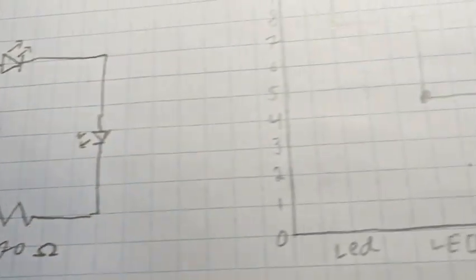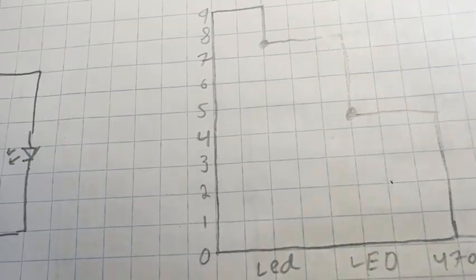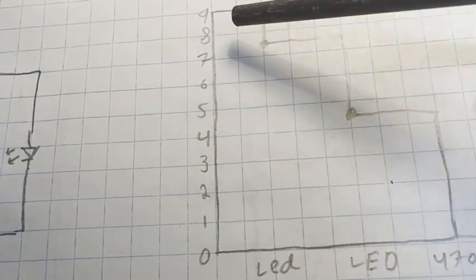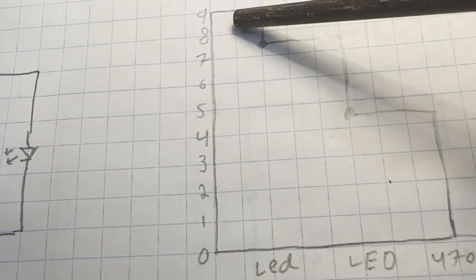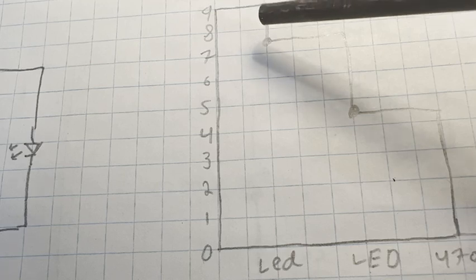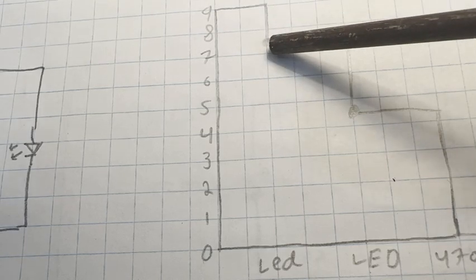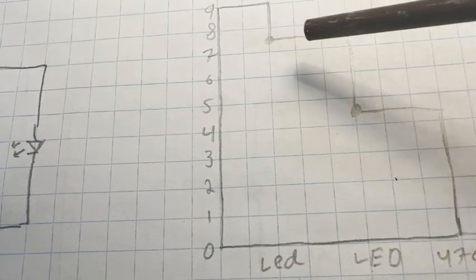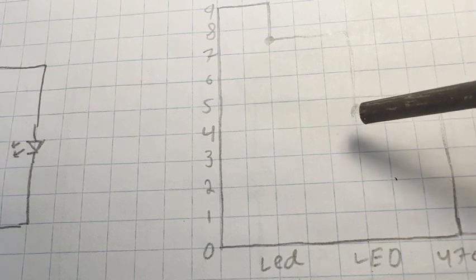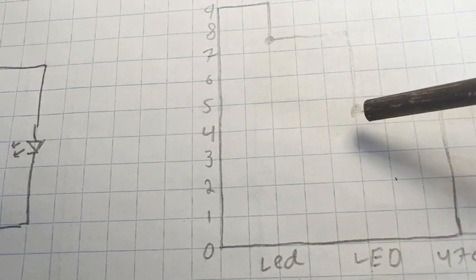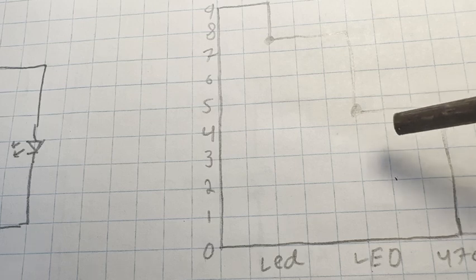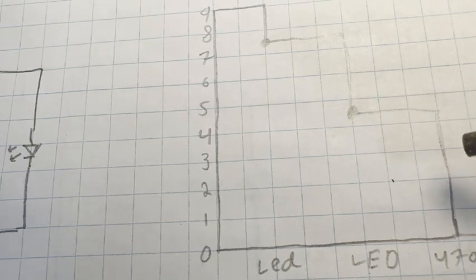Kirchhoff's voltage law in this situation can be represented as a graph, as seen here, with a starting voltage of 9 volts, then dropping down around 2 volts to 7.2 volts, then dropping again another chunk down to around 4.3 volts, then finally the remaining voltage is consumed by the 470 ohm resistor, bringing down the total voltage to 0.